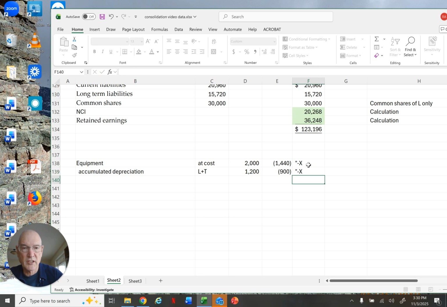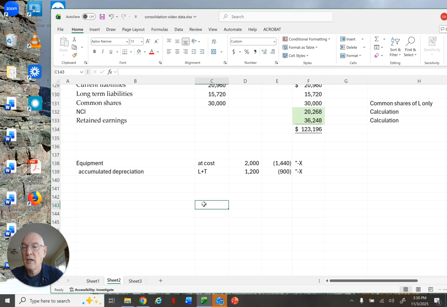And let's discuss this. Okay, so this is going to be helpful if you do see a question that shows equipment and accumulated depreciation. Now, in our data here, we don't have those numbers. So basically, this would simply be Lunenburg plus Tofino equipment on the balance sheet, and this would be Lunenburg plus Tofino accumulated depreciation. And here are the adjustments that we would have to make.